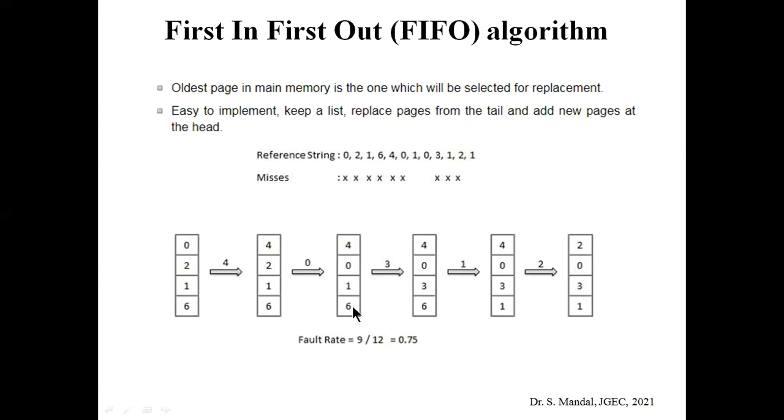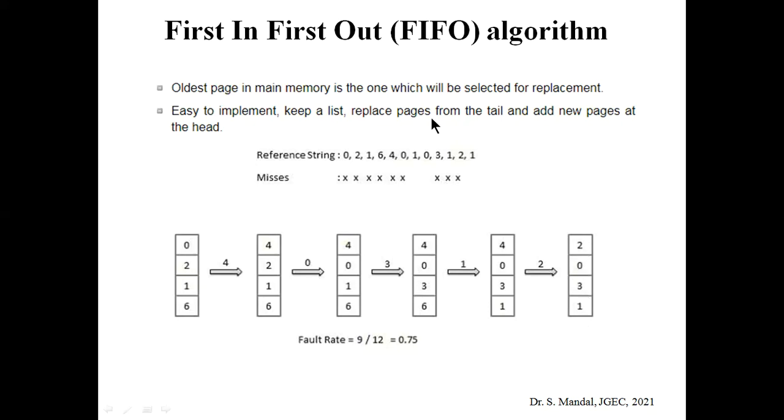Next is 3. You can see that in 4016, 3 is not present, so 3 needs to be loaded. Which one is the oldest one? 1 is the oldest, so 1 will be replaced by 3. Like this it will be continued. Next 1 needs to be loaded, so obviously 6 is the oldest and 6 will be replaced by 1. Next, 2 will be replaced by 4, and ultimately we get 2031.